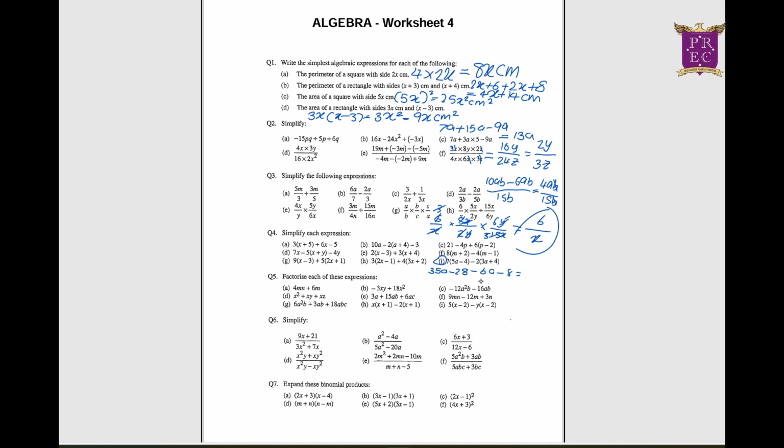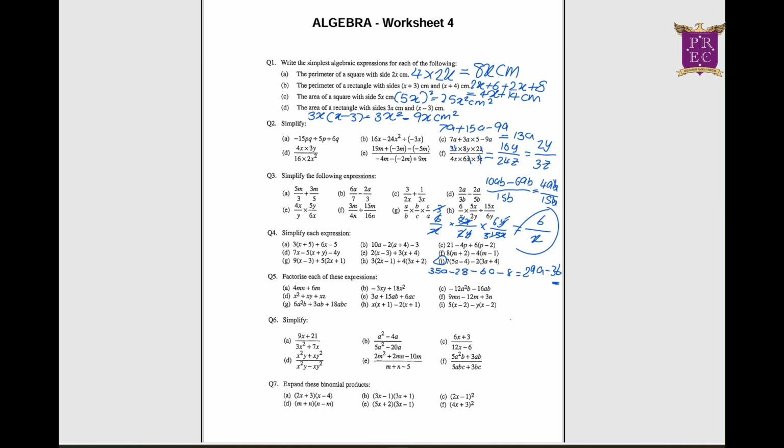Simplify, collect the like terms and simplify the expression. We get 35a minus 6a gives us 29a, and then negative 28 plus negative 8 gives us negative 36. So this is our answer. Okay.